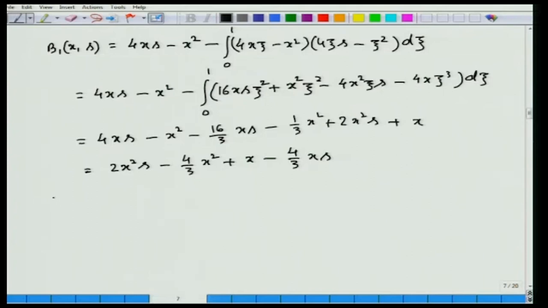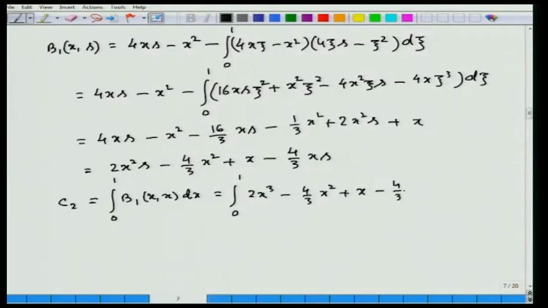As we know the expression for B₁(x, s), we can calculate C₂. C₂ is equal to ∫₀¹ B₁(x, x) dx. So, this is equal to ∫₀¹ (2x³ − (4/3)x² + x − (4/3)x²) dx. After evaluating this integral, this will be 1/2 − 4/9 + 1/2 − 4/9, and this will be equal to 1/9. So, this is the value for C₂.